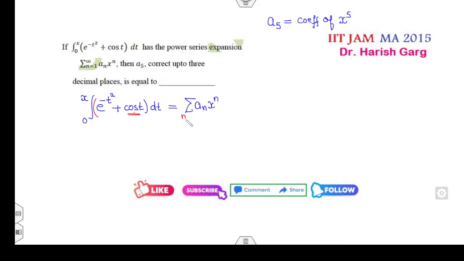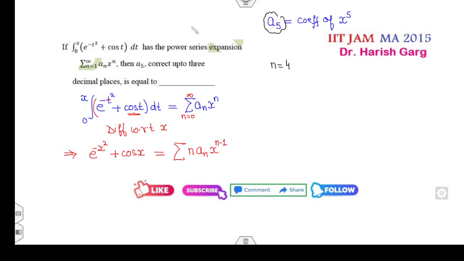Then what you can do, you can differentiate this with respect to x on both sides. So what becomes of it? Differentiating with respect to x, it is e raised to power minus x square plus cos x, and the right hand side will be n a_n x raised to power n minus 1. Now your target is to find a5. I can substitute n equal to 5.